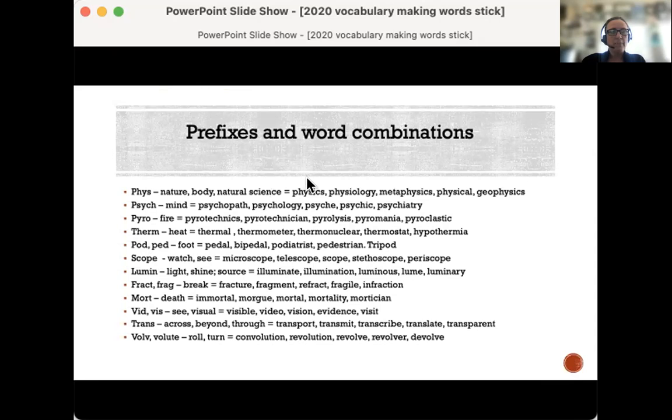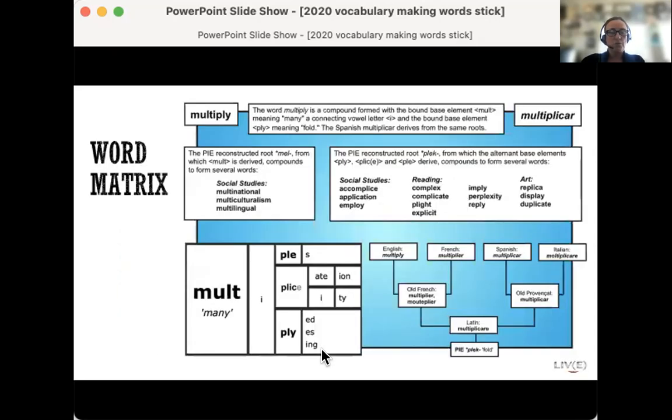So these combinations: phys is nature, so physics, physiology, metaphysics, all of those words are related to nature. Psych is related to the mind: psychopath, psychology, psyche, psychic, psychiatry, all related to the mind. Pyro is related to fire. Therm: thermostat, thermometer, thermonuclear, those kinds of things related to heat. So again, very important in terms of remembering trickier language, relating it to those parts.